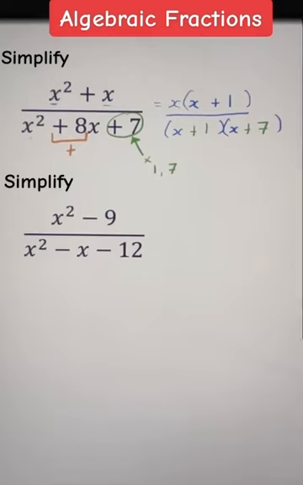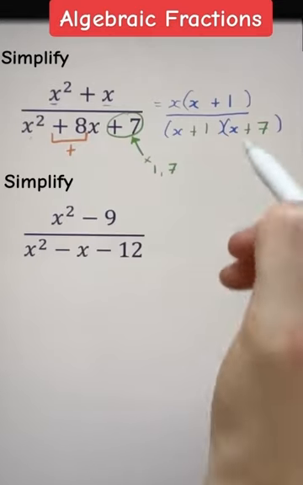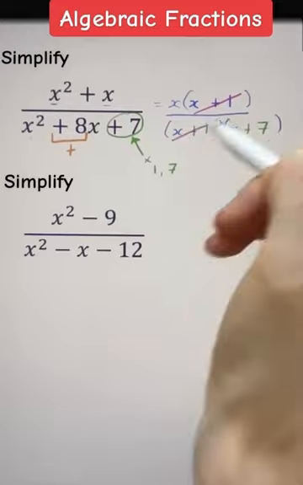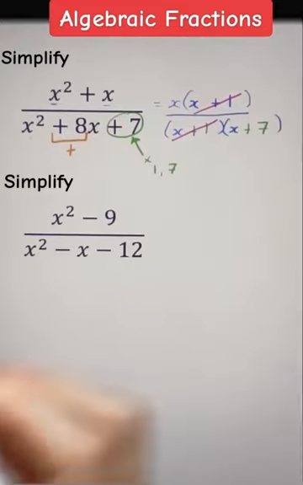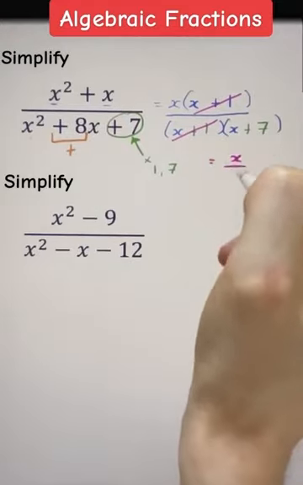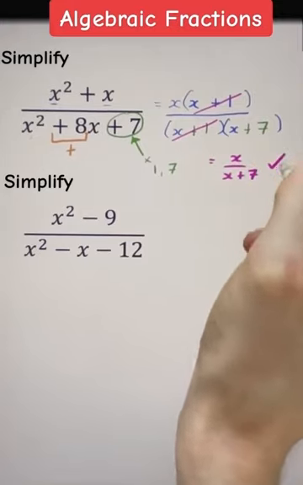Again, as we're simplifying, we now need to cancel common factors. We can see we've got x plus 1 common on the top and the bottom of our fraction. So therefore we're left with single x on the top over x plus 7 on the bottom.